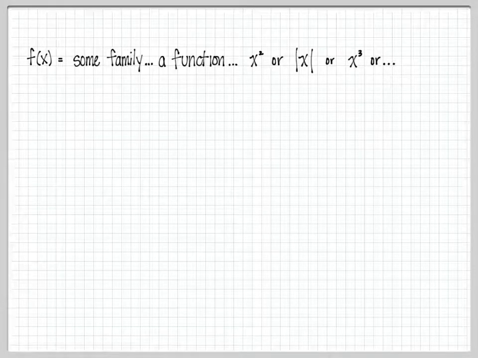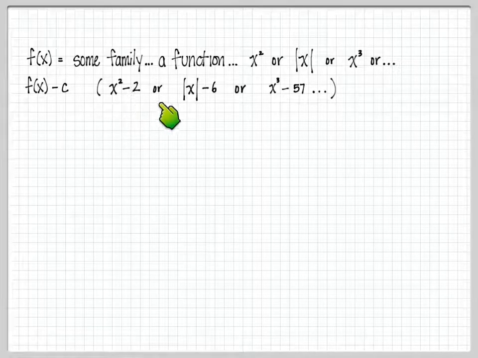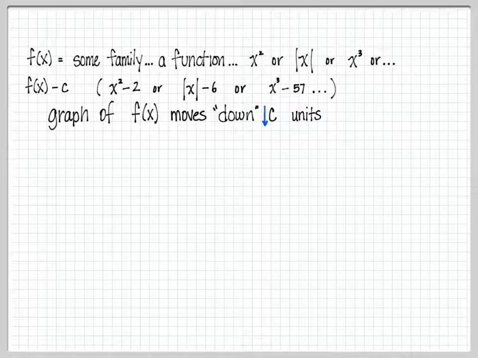For another way we can translate these functions, we're going to look at a family of functions and look at the same ones. And this time, instead of adding some c, we're going to subtract. So we've got minus 2 and minus 6 and minus 57. And what that does is it moves this graph down c units.